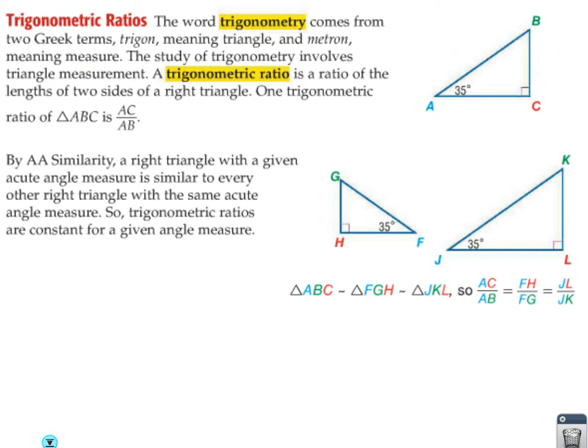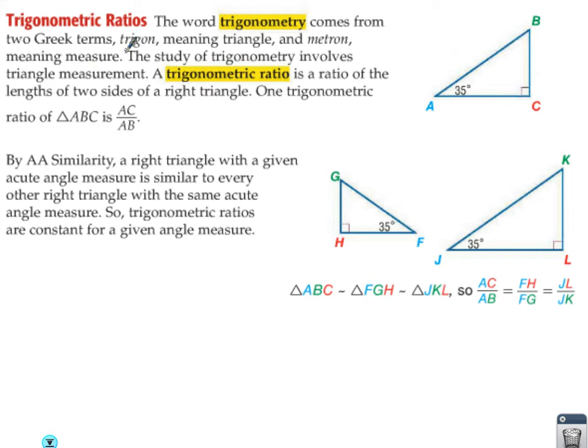Trigonometric ratios. Sounds very difficult. But we're starting the foundations of trigonometry today. Trigonometry is the mathematics of the right triangle. The mathematics of triangles, excuse me, not necessarily the right triangles. The word trigonometry comes from 2 Greek terms. Just to give you some background on what trigonometry is.